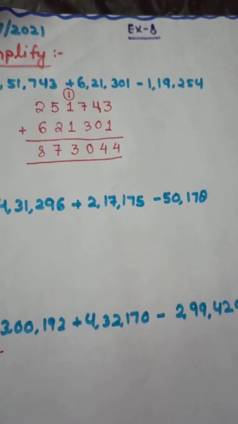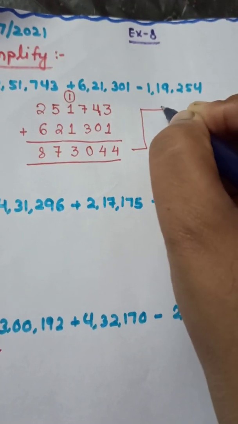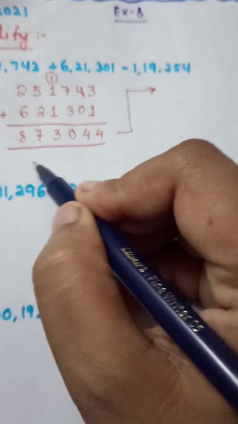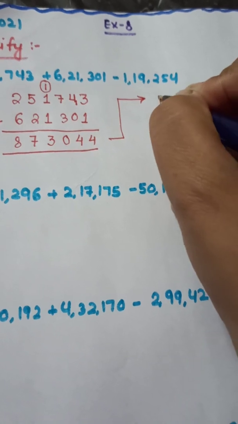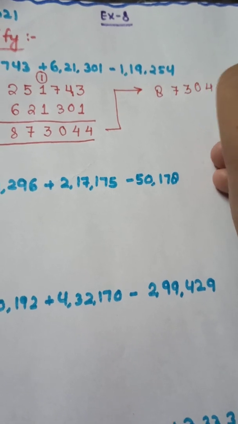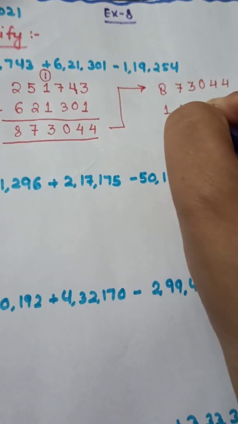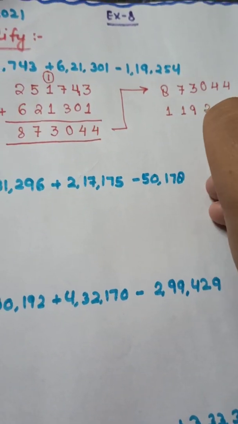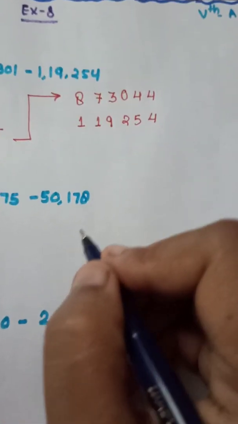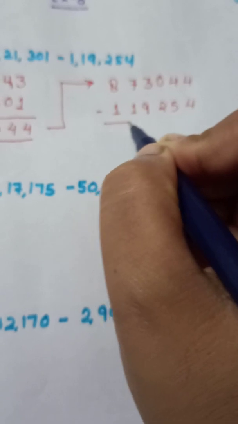Okay, so this first part we are done. Now what we'll do, make an arrow so that it will show that this answer we will write down over here, 87304. Now we will write down this number, 119254. And which operation do we have to use over here? We have to use the subtraction operation. Okay, so just subtract it.